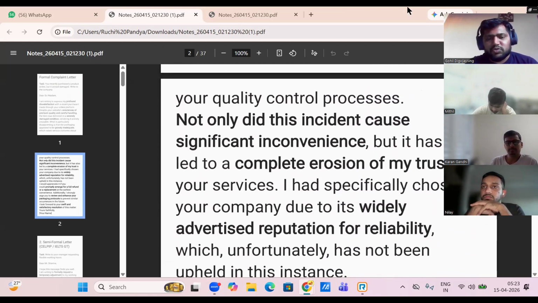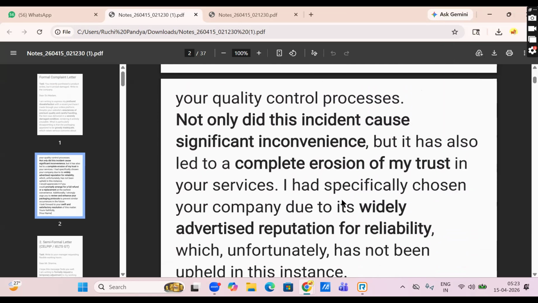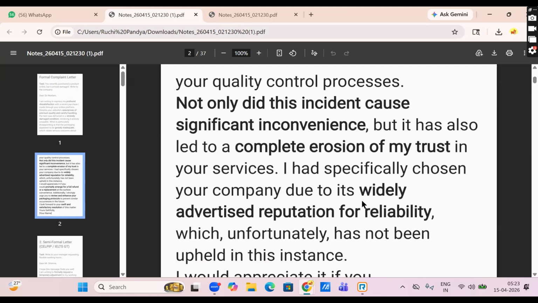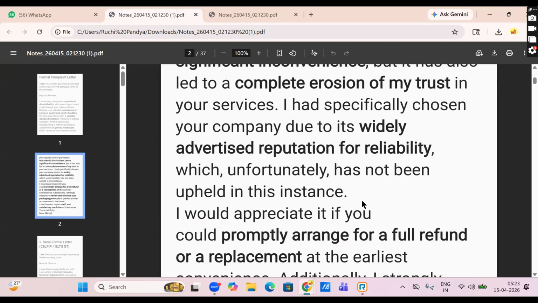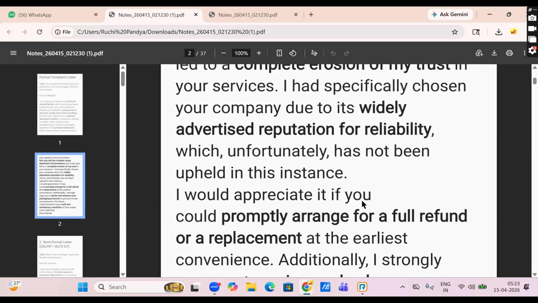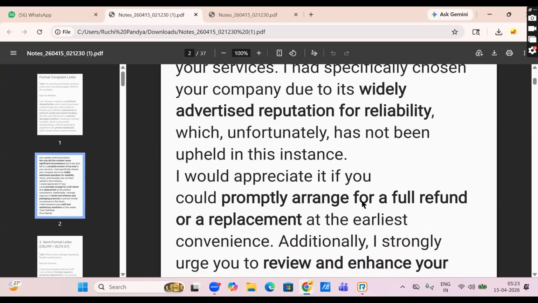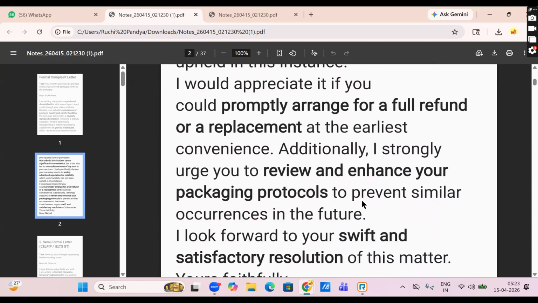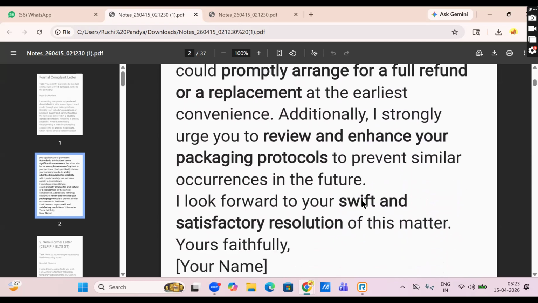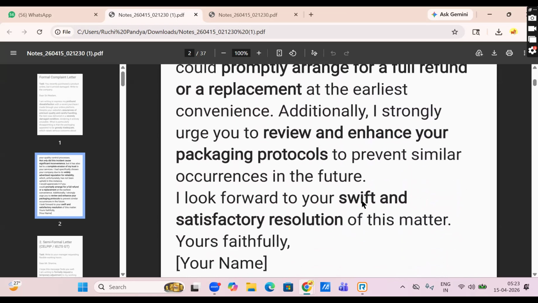I had specifically chosen your company due to, chosen, its past tense. I had specifically chosen your company due to its widely advertised reputation for reliability, which unfortunately has not been upheld in this instance. I would appreciate it if you could promptly arrange for a full refund or a replacement at the earliest convenience. Additionally, I strongly urge you to review and enhance your packaging protocols to prevent similar occurrences in the future. I look forward to your swift and satisfactory resolution of this matter. Yours faithfully.